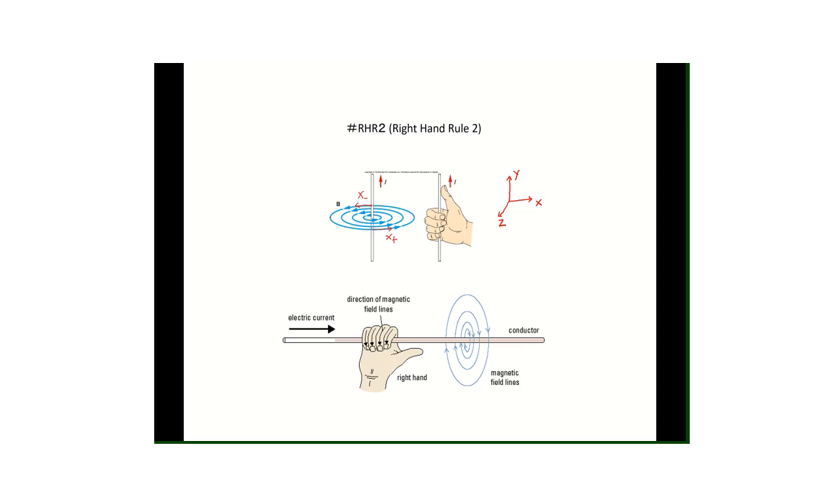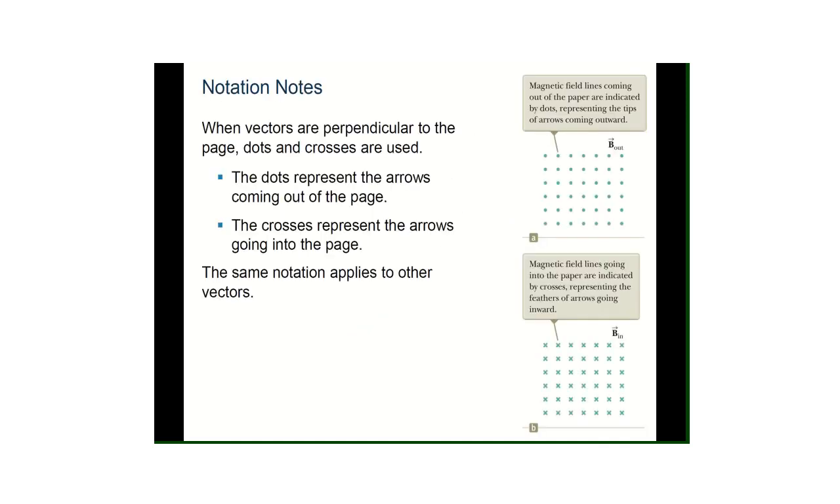If you still remember my explanation about the notation to describe the direction out of the page and into the page, I repeat again. For the direction coming out of the page, you use a dot symbol like this. On the other hand, to represent the direction going into the page, the symbol is a cross symbol like this.